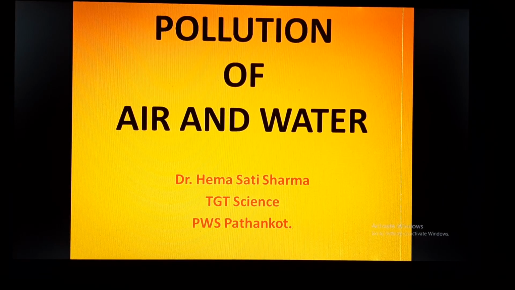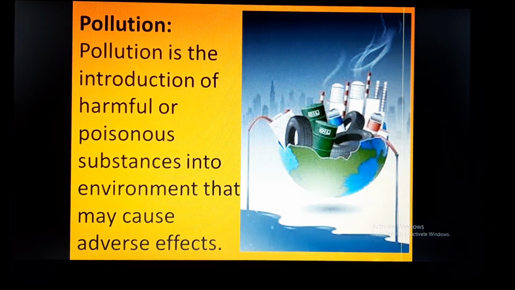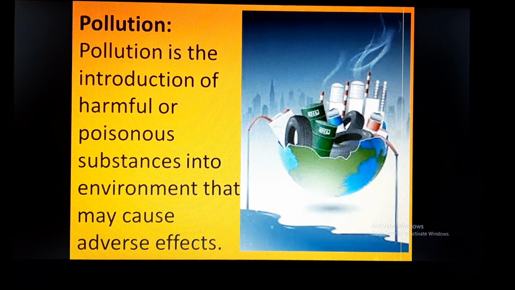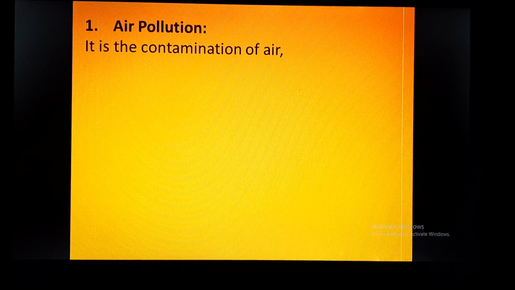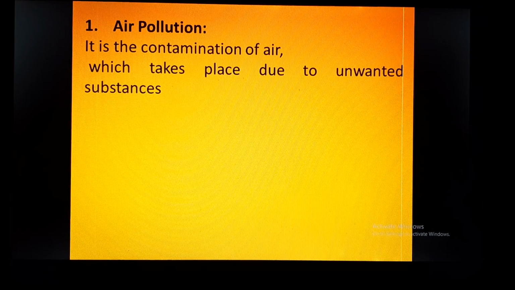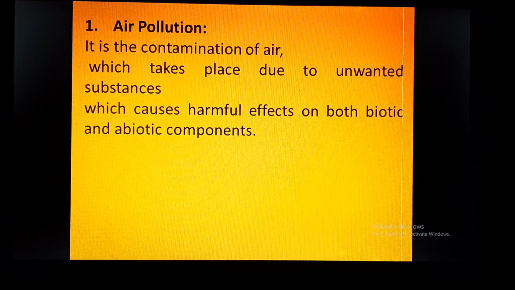Today we are going to discuss the chapter Pollution of Air and Water for class 8th. So what is pollution? Pollution is the introduction of harmful or poisonous substances into the environment which may cause adverse effect. So basically pollution is the introduction of unwanted harmful substances. Air pollution is the contamination of air which takes place due to unwanted substances, and these unwanted substances cause harmful effects on both biotic and abiotic components.